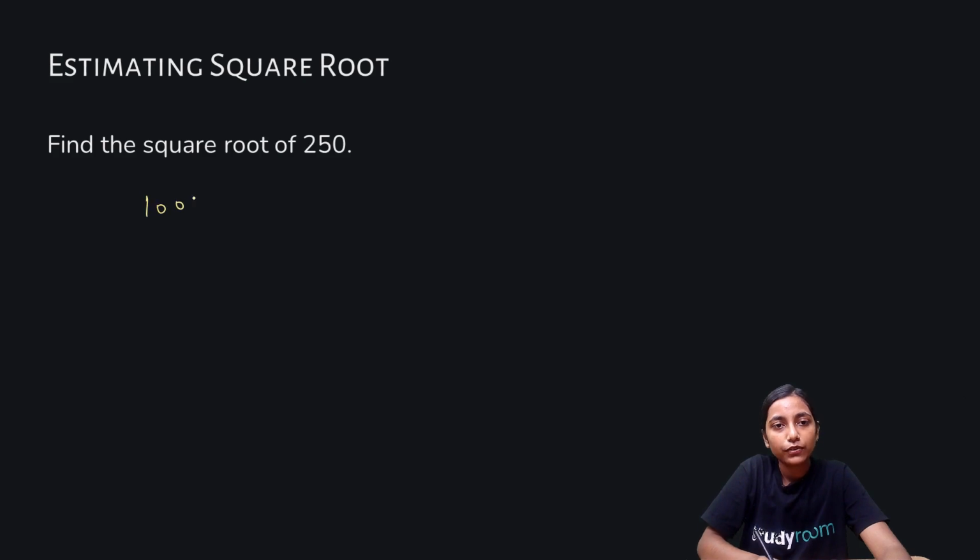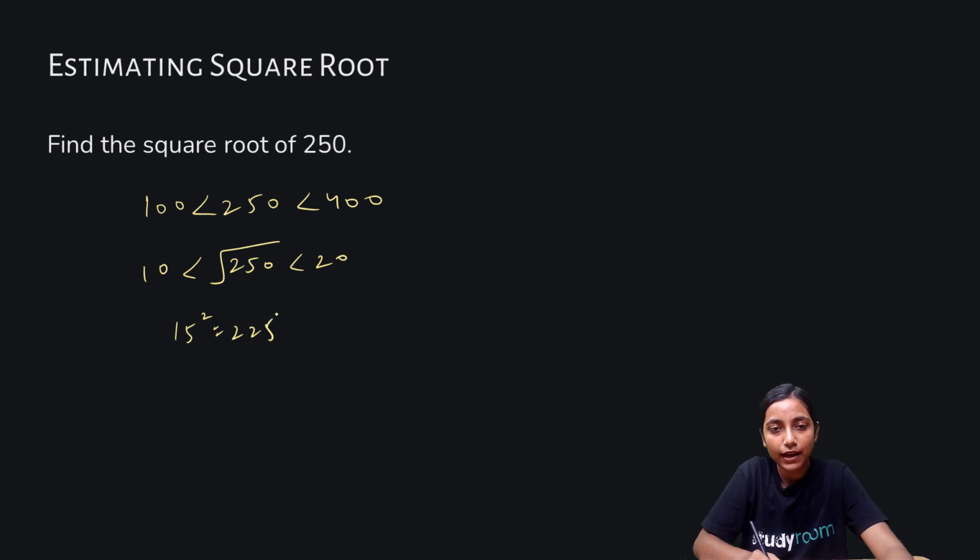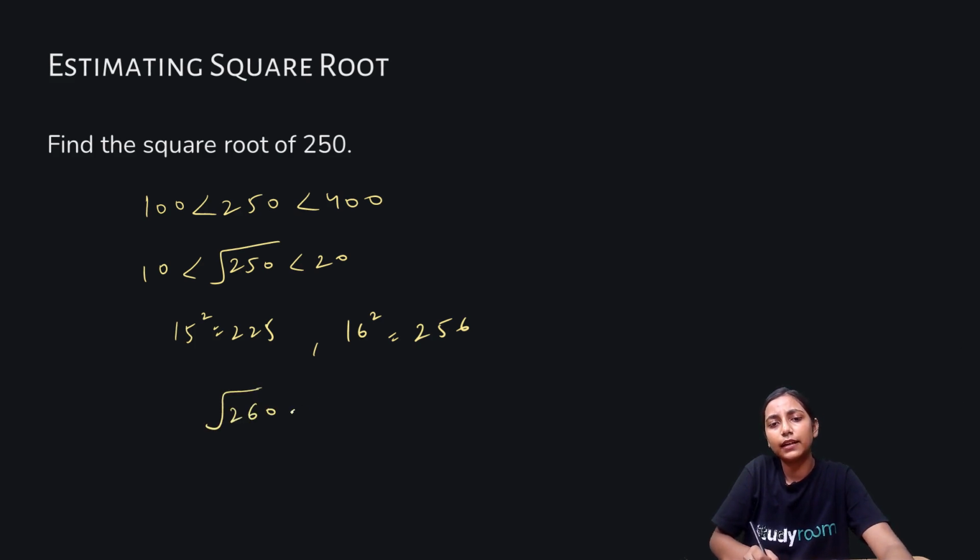So we know that 250 lies in between 100 and 400. That is, the square root of 250 will lie between 10 and 20. Square rooting all these numbers. We know that 15 square is 225 and 16 square is 256, because 10 and 20 still are not close to 250. Which number is closer to 250? Whose square is closer to 250? That is 16 square. So we can approximately say, estimating, it is approximately equal to 16.